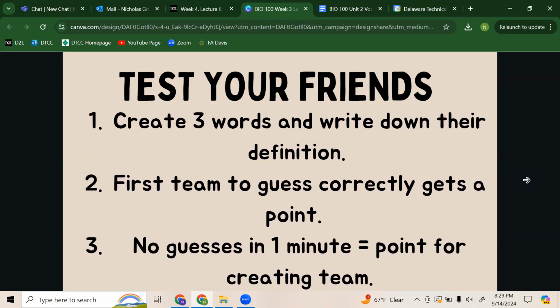You guys at home don't necessarily have friends sitting next to you, so you can skip this part.